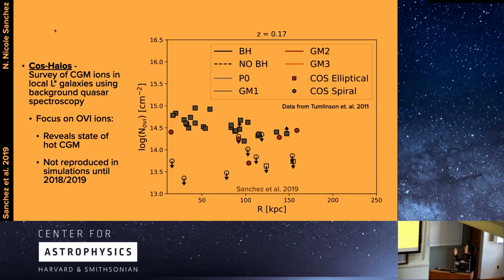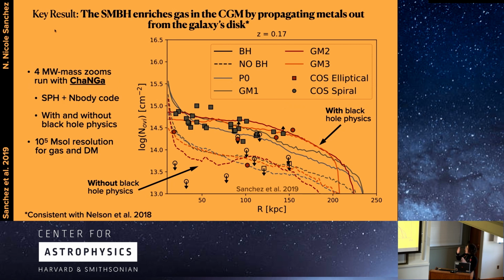Here we have the column densities of O VI, right? We're looking at the hot phase of gas in the CGM. What I have just added to this plot are column densities from 4 Milky Way mass galaxies run with the ChaNGa code. It's an SPH N-body code. I'll talk a little bit more about the details of that code in just a minute. But I ran 4 galaxies with and without the black hole physics that we include in our simulations, and you can see the results of that here.